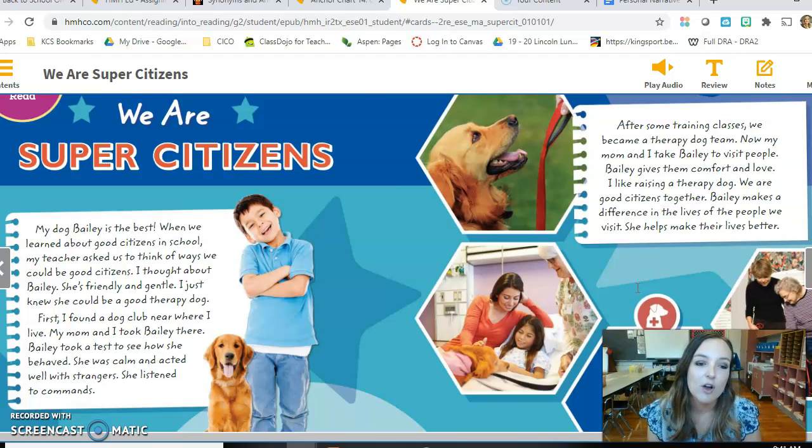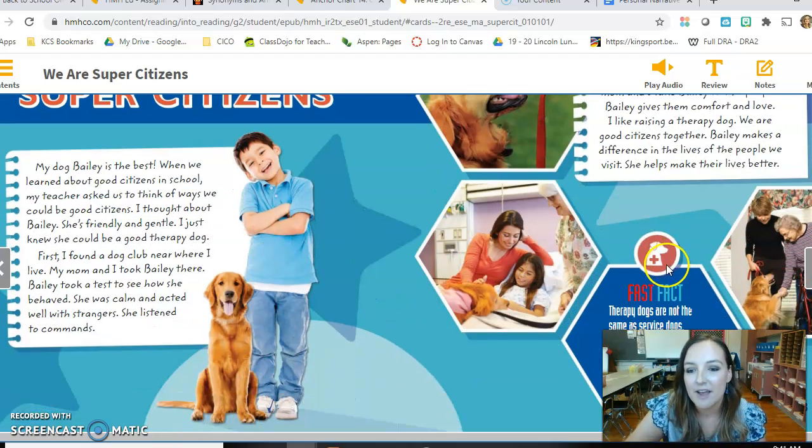First, I found a dog club near where I live. My mom and I took Bailey there. Bailey took a test to see how she behaved. She was calm and acted well with strangers. She listened to commands. After some training classes, we became a therapy dog team. Now my mom and I take Bailey to visit people. Bailey gives them comfort and love. I like raising a therapy dog. We are good citizens together. Bailey makes a difference in the lives of the people we visit. She helps make their lives better.